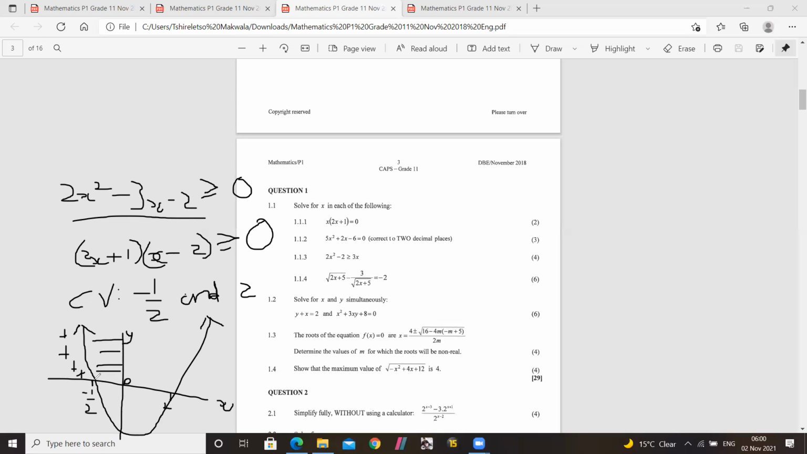When it reaches here, the graph is 0 again, because y is 0 on the x-axis. Then as you go below this line, you see y is negative, negative, negative, as long as you are below the line. Then it reaches 2 and is 0 again. Do you see? Then it's positive again from 2 going onwards until positive infinity.